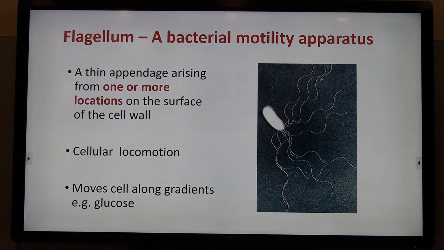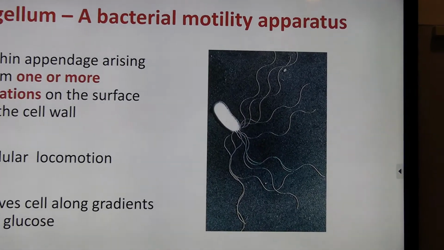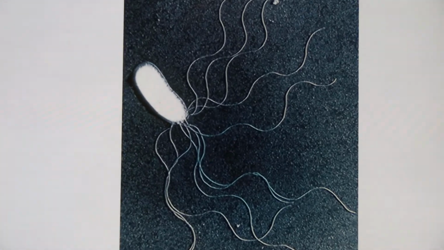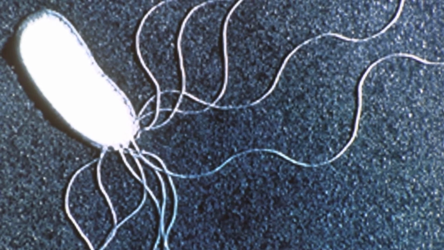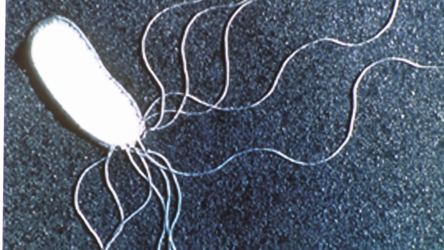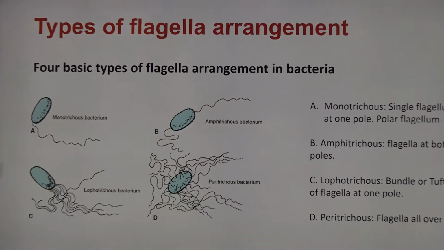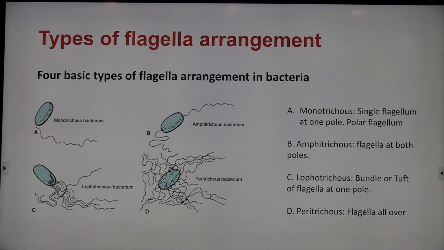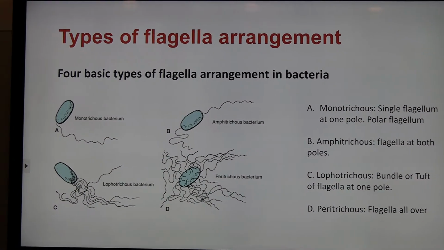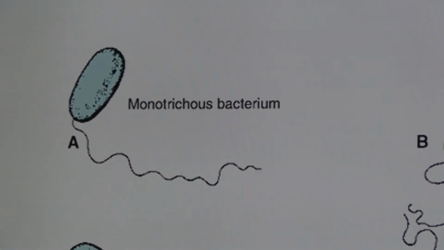A flagellum basically is a thin filament arising from one or more locations on the surface of the cell wall. It is cellular locomotion, and it moves cells along a gradient of chemicals such as glucose or other nutrients. There are many types of flagellar arrangements in bacterial cells. Here are the 4 basic types of flagellar arrangements in bacteria.